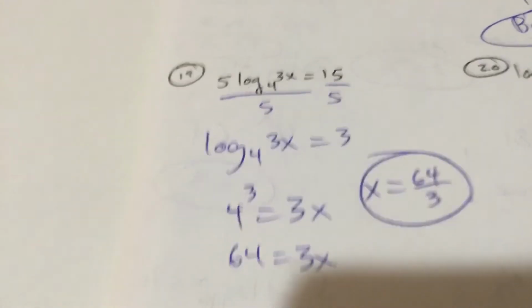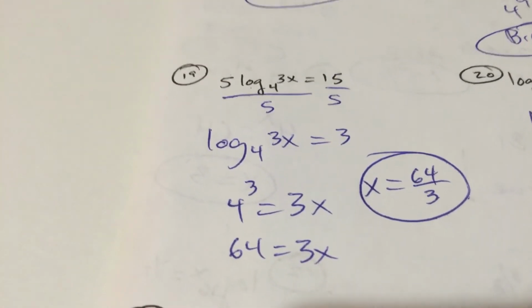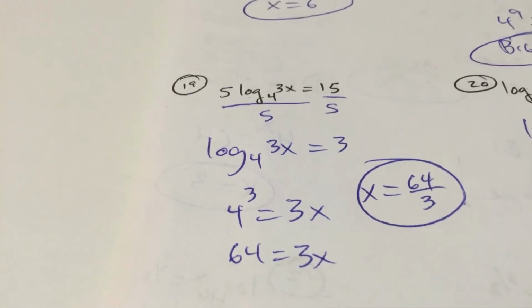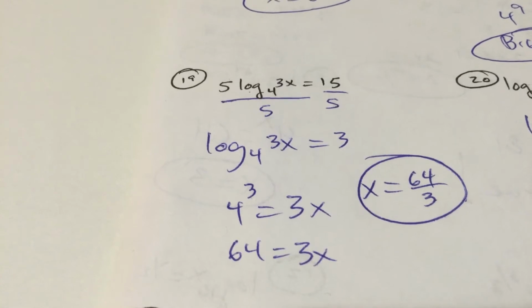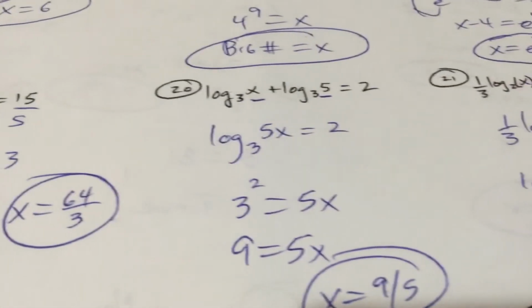On 19, divide both sides by 5. You have log base 4 of 3x equals 3. That means 4 to the 3rd is 3x. 64 is 3x. X is 64 over 3.